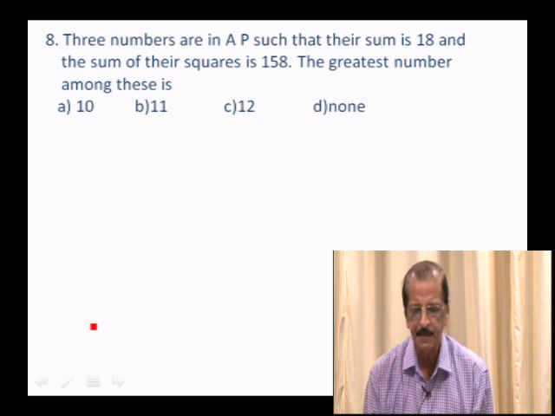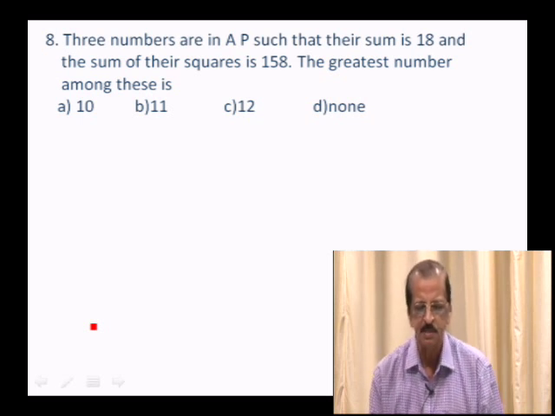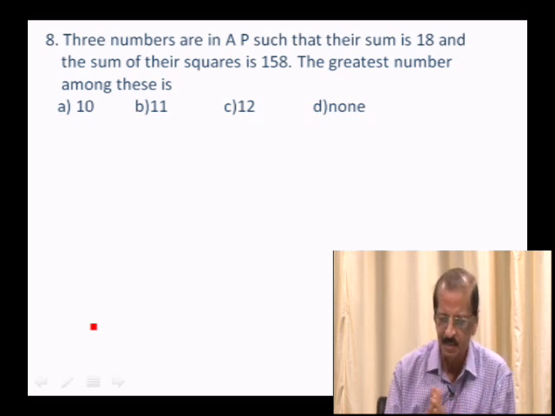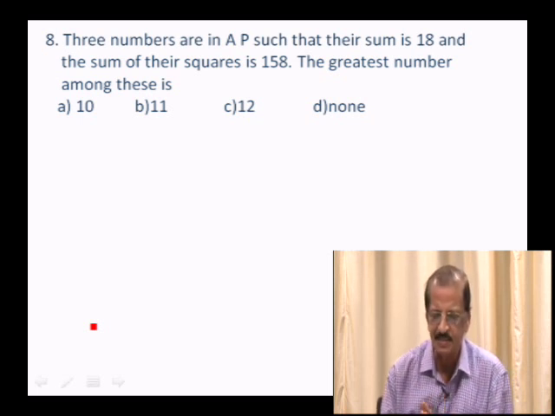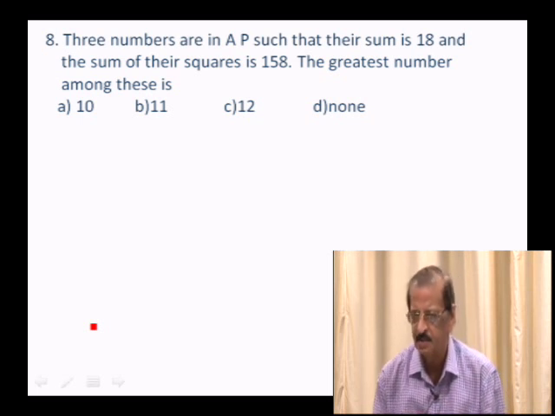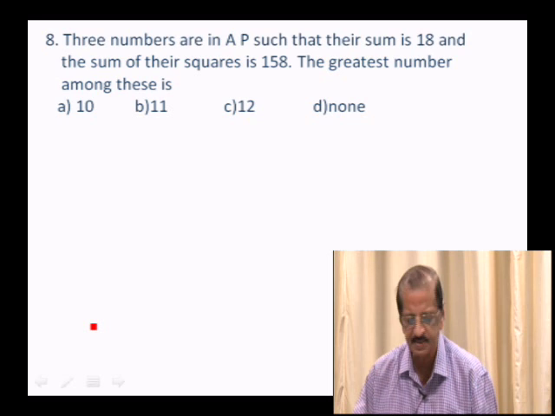Three numbers are in AP such that the sum is 18 and the sum of their squares is 158. The greatest number among these is... See, whenever 3 numbers are given, you must take those 3 numbers as a minus d, a, a plus d, so that when you take the sum, d gets cancelled and you get the value of a. So, let us see how it can be done.